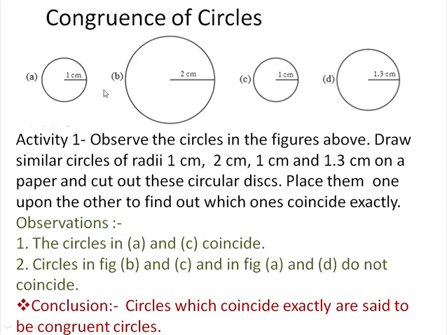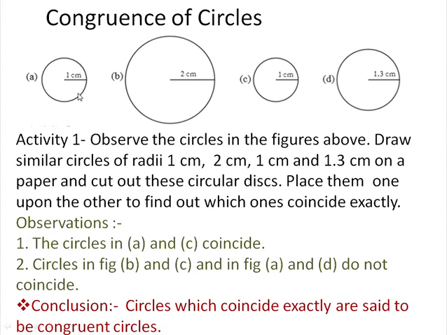The first one of 1 cm, the another one of 2 cm, then the next one of 1 cm and 1.3 cm. After drawing these circles on the sheet, you have to cut them. And then we will try to put the circles one upon the other and we will find whether they will coincide exactly or not. So after cutting, when you will put the circle in figure A over the circle in figure B, you will find that these two will not coincide exactly.